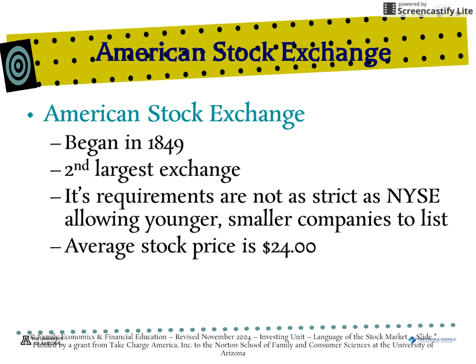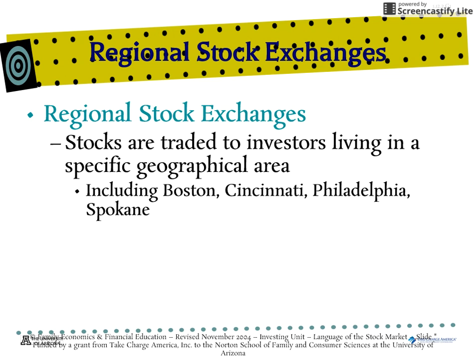The next one is the American Stock Exchange. It began in 1849. It's the second largest exchange. Its requirements are not as strict as the New York Stock Exchange, so younger, smaller companies can list. Average stock price is about $24. Regional stock exchanges, stocks are traded to investors living in specific geographic areas. So there are stock exchanges for smaller regions. These include Boston, Cincinnati, Philadelphia, and Spokane.